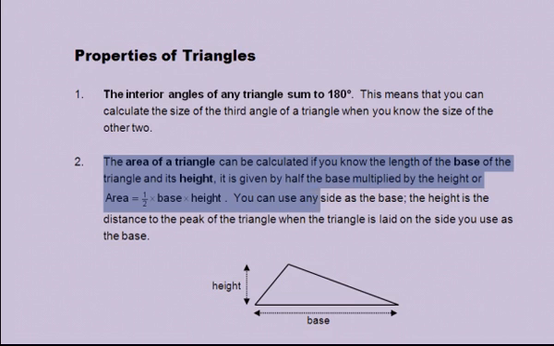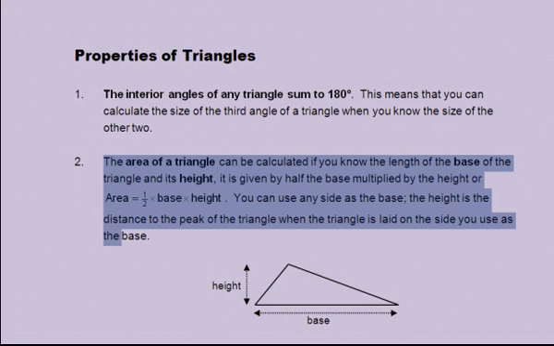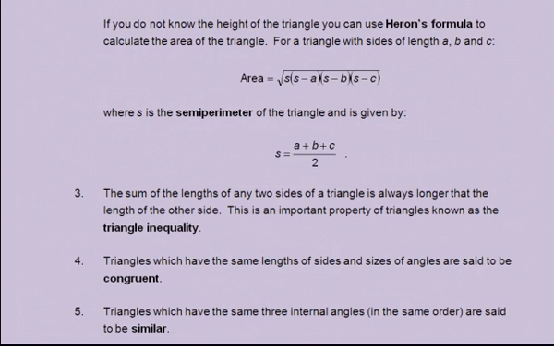You can use any side as the base. The height is the distance to the peak of the triangle when the triangle is laid on the side you use as the base. If you do not know the height of the triangle, you can use Heron's formula to calculate the area of the triangle.